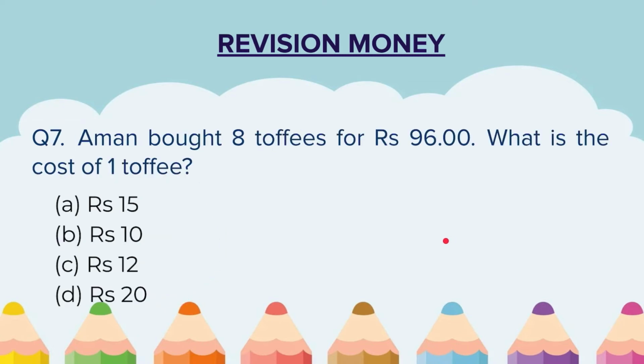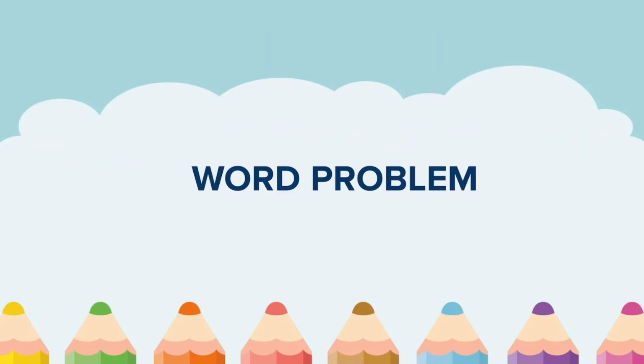Question 7. Aman bought 8 toffees for 96 rupees. What is the cost of 1 toffee? So, cost of 8 toffees is given to you. You have to find the cost of 1 toffee. And then choose the correct answer from the 4 options given below. Now, this is kind of a word problem question given to you in the form of MCQ. You could get word problems in this form also, where you will be doing all the calculation in the rough, only selecting the correct answer. And you could even get word problems in the regular form, where the word problem question is given to you and you have to write each and every step and solve the question.